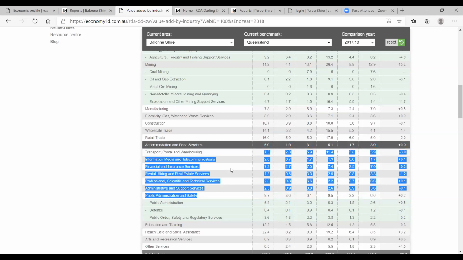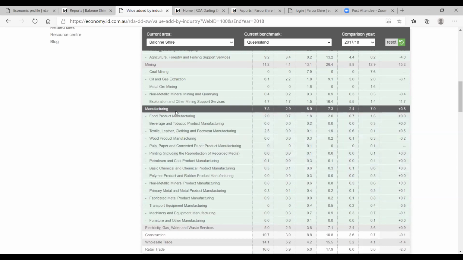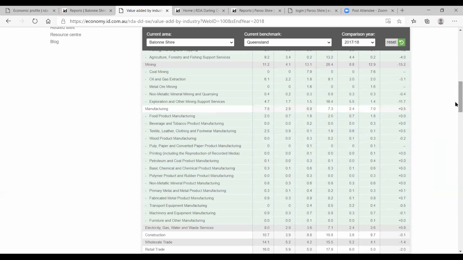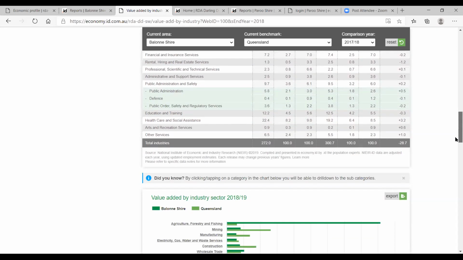IG used to just have the headline figure, but now we break it down into subsectors. The reason for that is because manufacturing, for example, has lots of subsectors. If we see a decline in manufacturing, we may actually see an increase in food product manufacturing, but a decline in basic metal and chemical product manufacturing. It's important to know the difference because they're two very different industries that work very differently, with different skills, all of that sort of thing. So that's my data table.